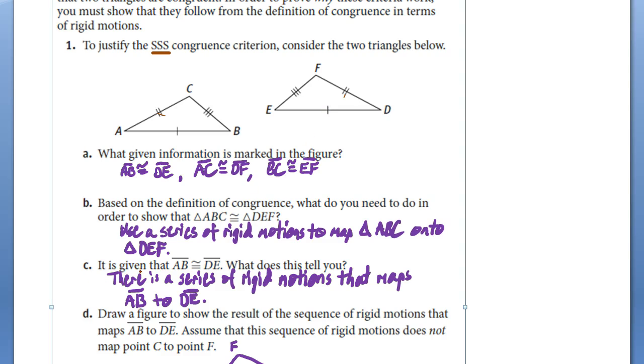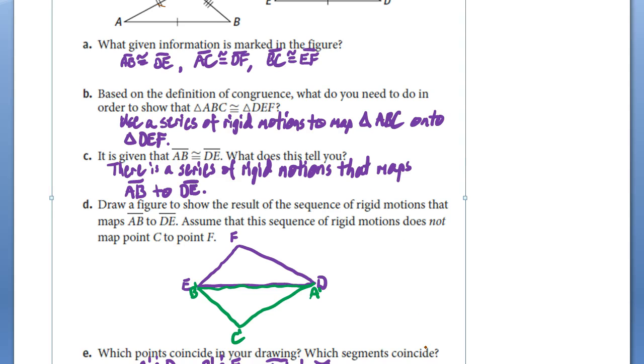Question C, it is given that segment AB is congruent to segment DE. That's the single marks there. What does that tell you? Well, if those are congruent, there has to be a series of rigid motions that maps segment AB to segment DE. Question D, draw a figure to show the result of the sequence of rigid motions that would map segment AB onto segment DE, and assume that this sequence does not map point C to point F.